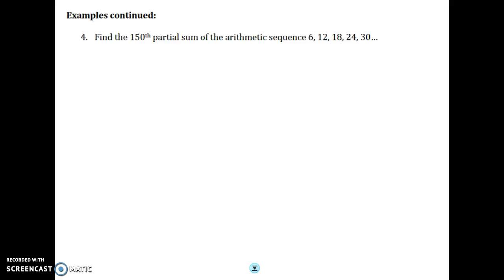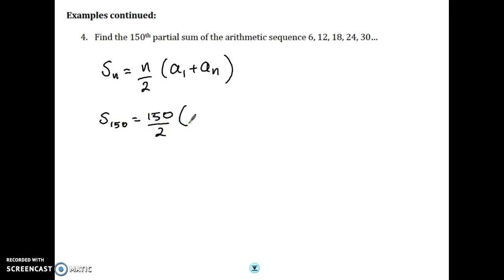So some of the tools that we're going to need to know, we know that the sum of the first n terms is n over 2 times a1 plus an. So if we want to find the sum of the first 150 terms, it's going to be 150 over 2. We can establish that the first term is 6. What we don't know is what the 150th term is. So to do that, we're going to need to do a quick analysis and actually work out the explicit rule and then use that explicit rule to find the 150th term. So let me give you a moment just to do that.